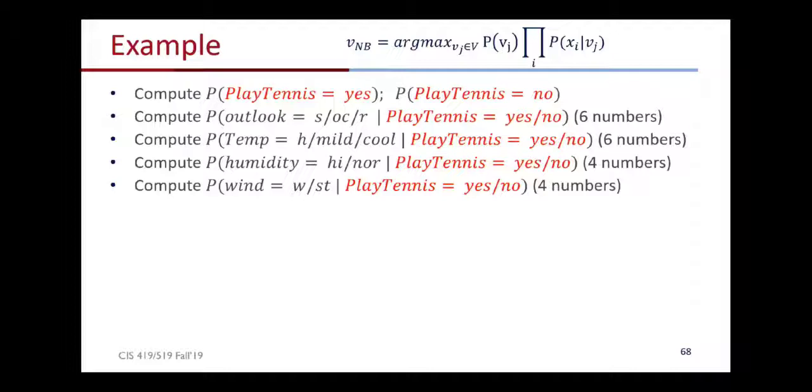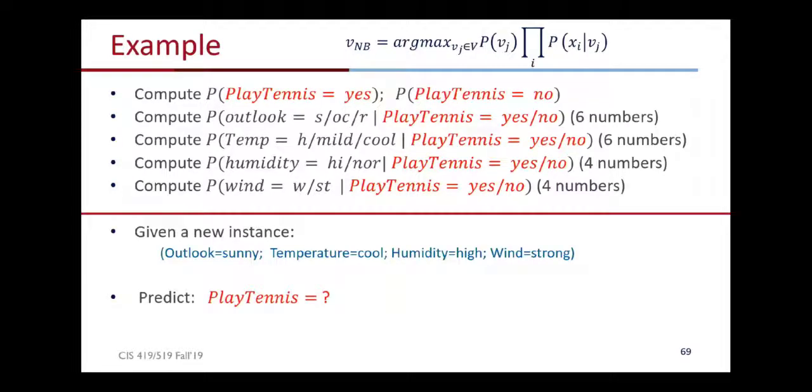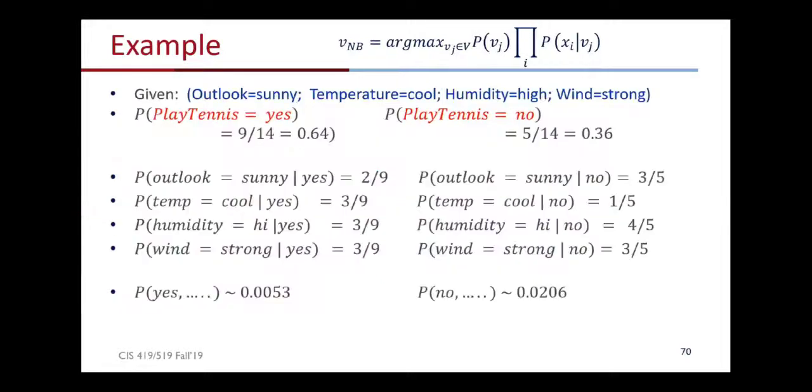Basically, what I will have at the end, not independent numbers, but numbers, is 6 and 6 and 4 and 4, plus 2 here. And at the top row, it's sufficient for me to estimate 1 number, and the second one is 1 minus it. That's what I have to do, and that's going to give me the way to predict. So given a new instance, for example, outlook is sunny, temperature is cool, humidity is high, wind is strong, I can make the prediction. How do I make the prediction?